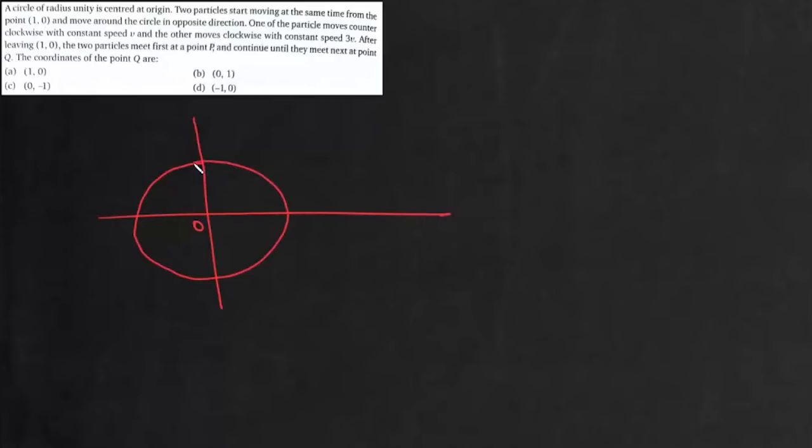Now here the question is: a circle of radius unity is centered at the origin. So we have this circle whose center is at the origin and radius is 1 unit. It says two particles start moving at the same time from the point (1, 0). So we have this point, say A, which is (1, 0), and they move around the circle in opposite directions. One of the particles moves counterclockwise with speed v, and the other moves clockwise with speed 3v.